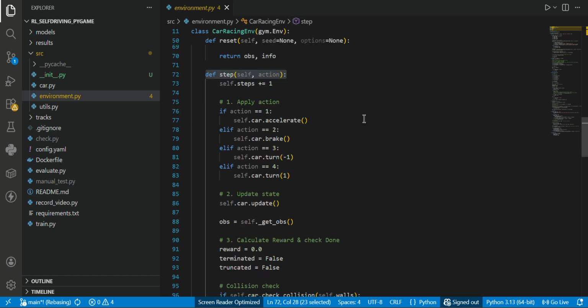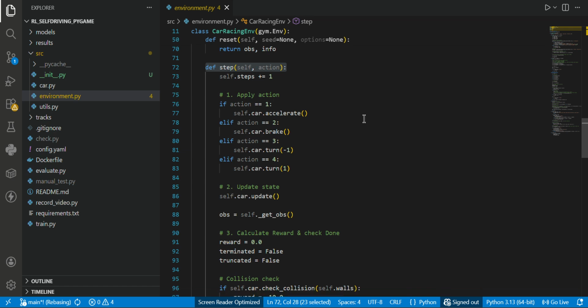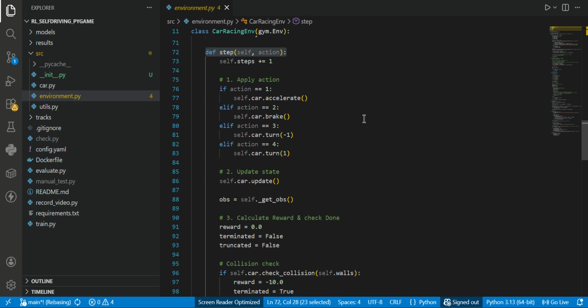In reinforcement learning, the agent improves its behavior purely based on rewards and penalties. Designing the reward function, called reward shaping, is one of the most important parts of the entire project. Inside the environment step function, the reward system encourages the agent to drive properly. First, if the car collides with a wall, it receives a large penalty of minus 10 points and the episode ends immediately. Second, the agent receives a small negative penalty every time step. This prevents it from staying still and encourages it to move efficiently.